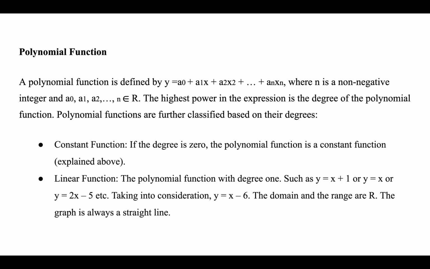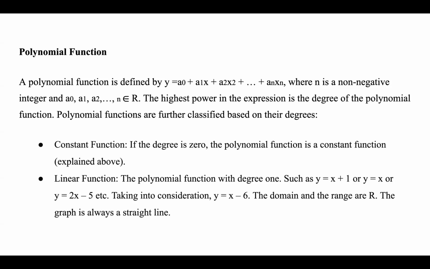Means we are considering positive integers only. a0, a1, a2, an belong to R, where R means the set of real numbers. The highest power in the expression is the degree of the polynomial function. Here the degree of the polynomial function is 1. We are not able to see any square or cube or something like that here, so the degree is 1.